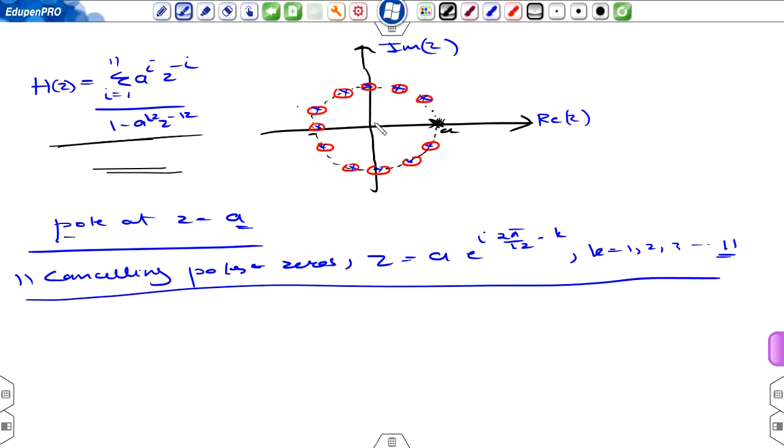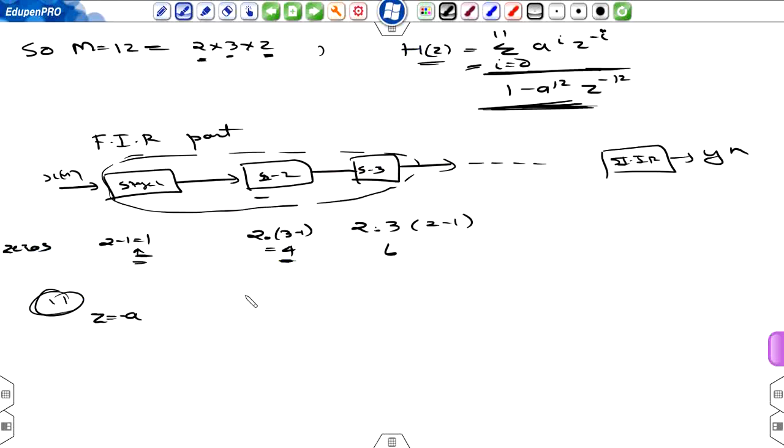Let's say this and this, separated by 60 and minus 60, and symmetrically this one, 120 and minus 120. So I am including these 4 zeros in this stage. So z is equal to a e raised to power plus minus j pi by 3, which is 60 degrees, and plus 120 and minus 120, z equal to a e raised to power plus minus j 2 pi by 3.